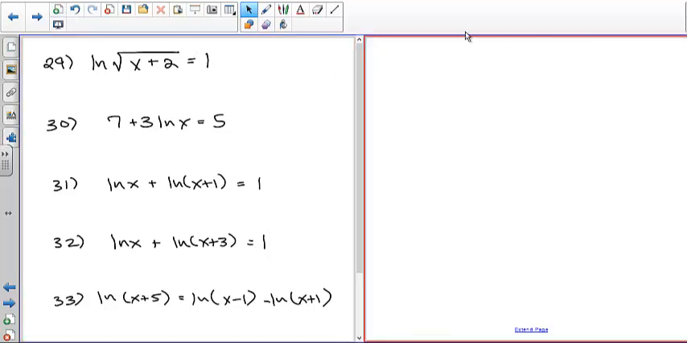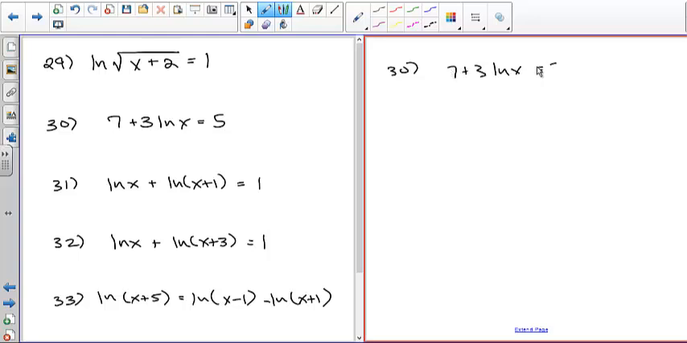Okay, next one, we need to solve for the natural log of x before we can use any inverse properties of logarithms and exponents. So we subtract 7 from both sides. 5 minus 7 is negative 2. We divide both sides by 3, so we get negative 2/3. So now we've got the natural log of x.